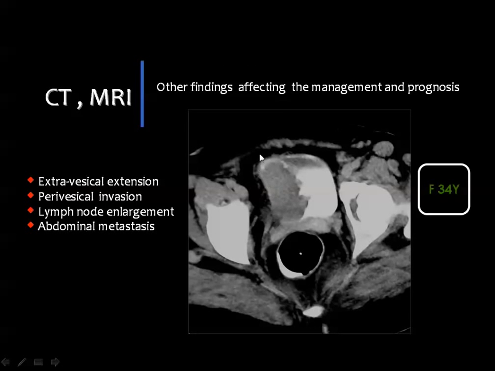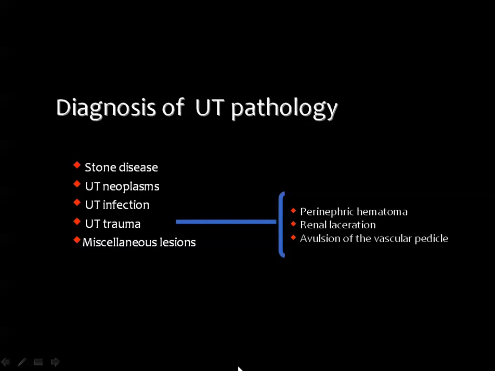And here another example of carcinoma of the bladder affecting the right side of the wall of the bladder. And whenever we diagnose this, we have to mention something about extravesical extension and the invasion of the perivesical fat, and of course the enlargement of the lymph nodes and the metastatic deposits. Then we come to renal trauma, and whenever you are confronted by a case of blunt abdominal trauma with suspected injuries in the urinary tract, the best way for assessment is contrast enhanced CT scan.